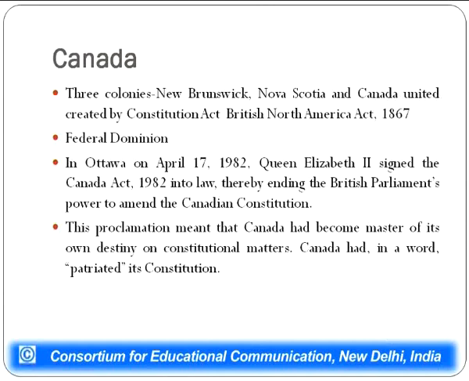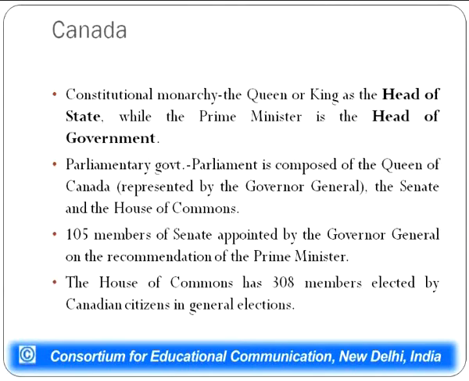The other two countries I will have to go through quickly because time may be a constraint. If we look at Canada, there were three colonies which came together in the British North America Act of 1867, and a federal dominion was formed. Once the federal dominion was formed, Canada continued to remain under the British monarchy. But with the signing of the Canada Act 1982, the British Parliament's power to amend the Canadian Constitution ended. So in a way, Canada became the master of its own destiny.